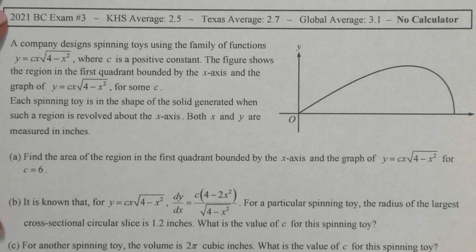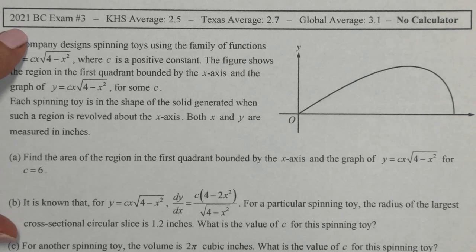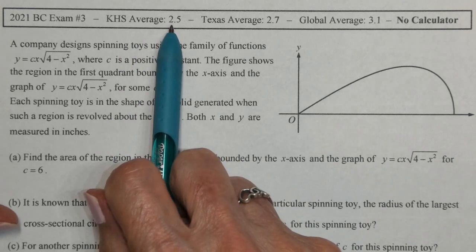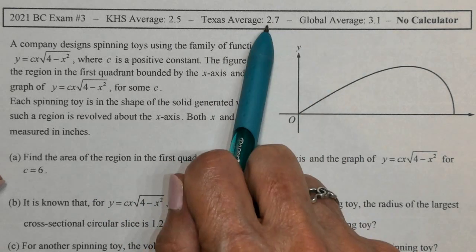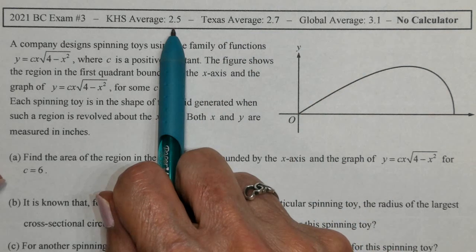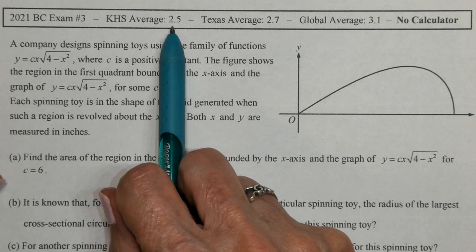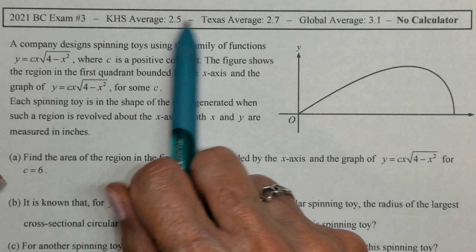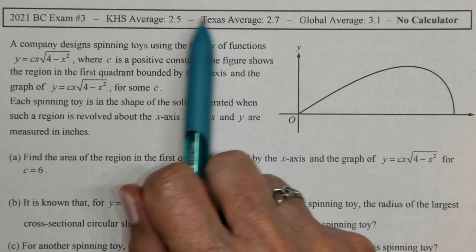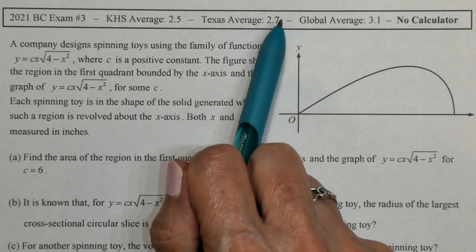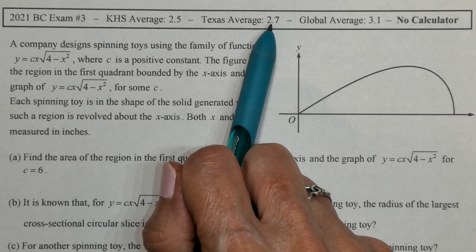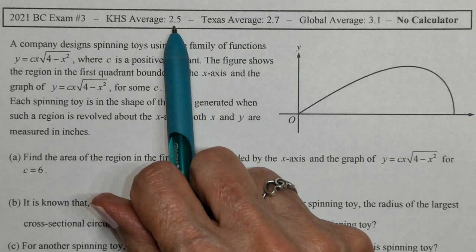Okay, now we're going to take a look at the FRQ from 2021, the spinning toy problem. This year my students did not care for this problem, not even a little bit. You can see how they compared not only to the global average, but to the Texas average. It is very rare that we score lower than the Texas average. We occasionally will score lower than the global average, but not the Texas average. I guarantee I can count on one hand how many times we've scored below the Texas average on an FRQ. So my students did not like this.